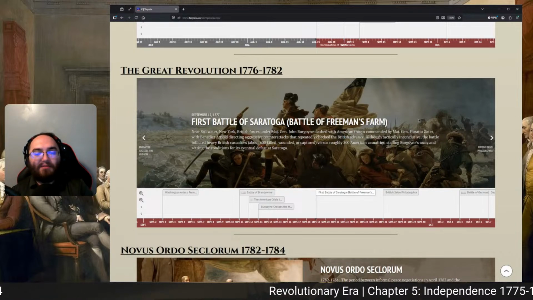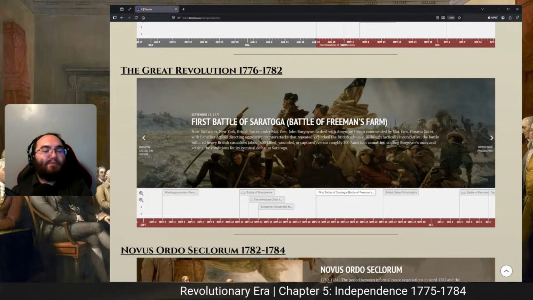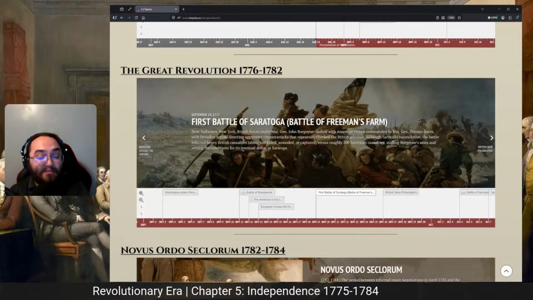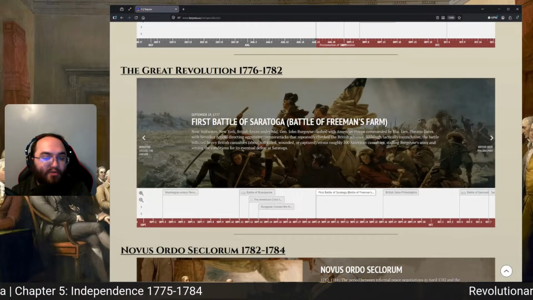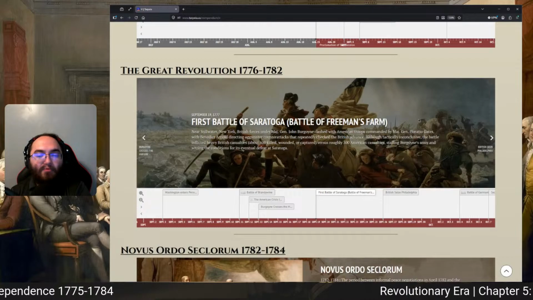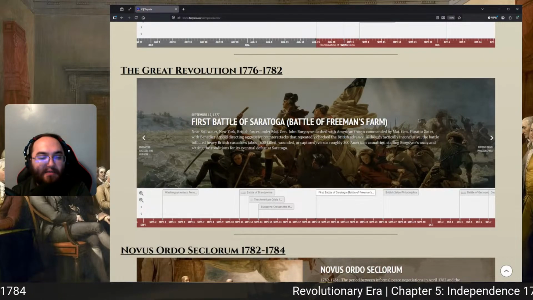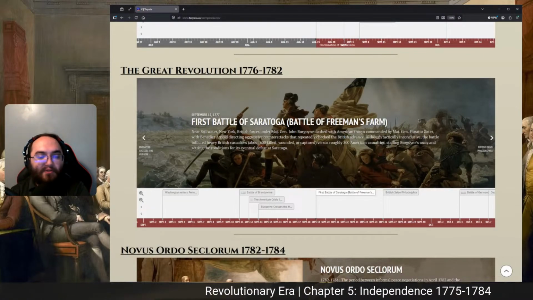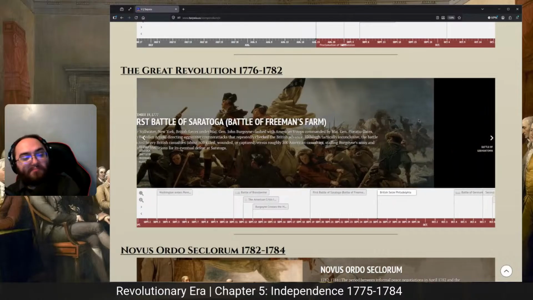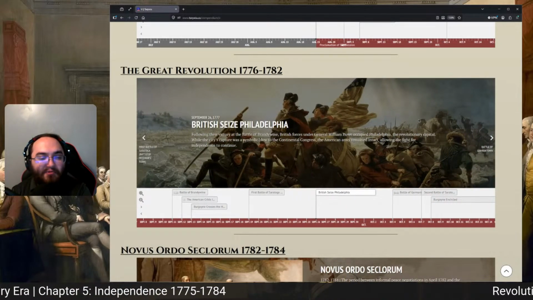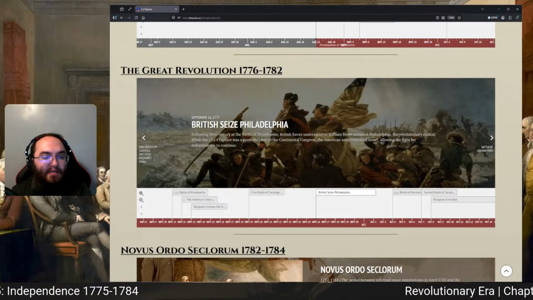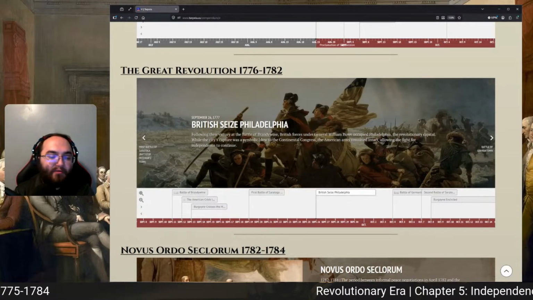Although tactically inconclusive, the battle inflicted heavy British casualties, about 600 killed, wounded, or captured, versus roughly 300 American casualties, stalling Burgoyne's army and setting the conditions for its eventual defeat at Saratoga. The British are able to seize Philadelphia on September 26, 1777, after the Battle of Brandywine.